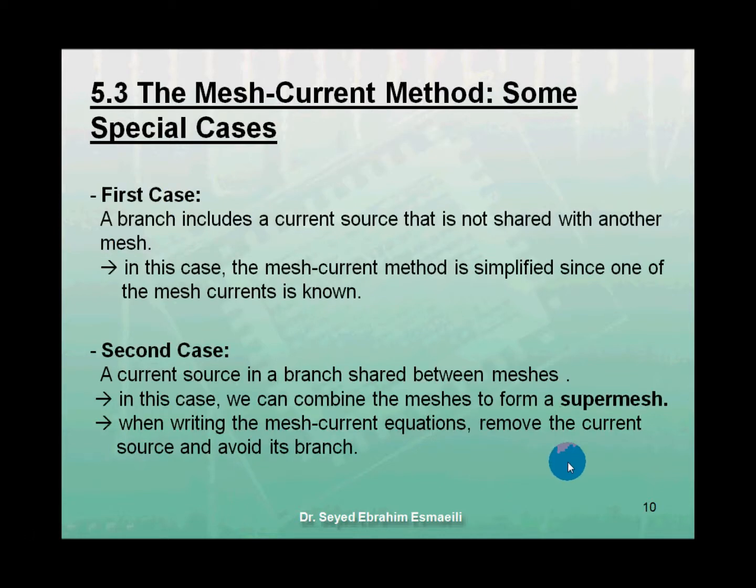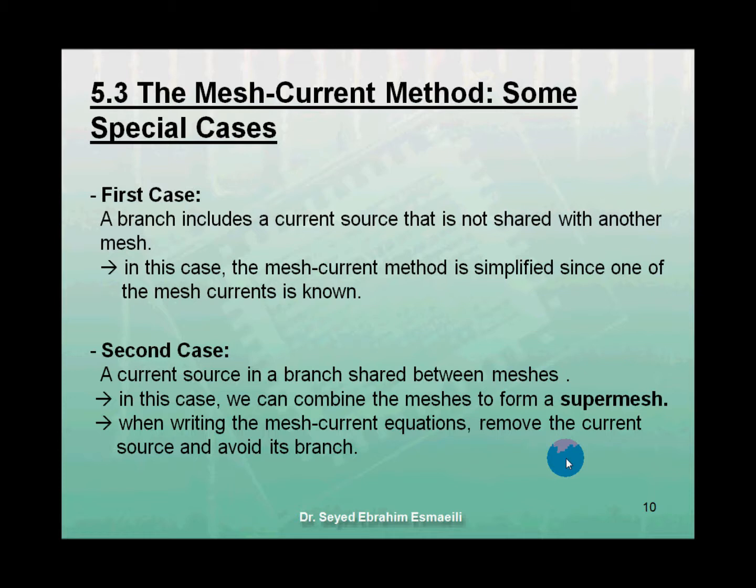Now we will discuss two special cases in the mesh current method. The first one is when a branch includes a current source that is not shared with another mesh. In this case, the mesh current method is simplified since one of the mesh currents will be known.